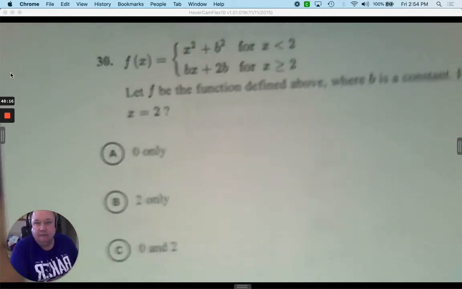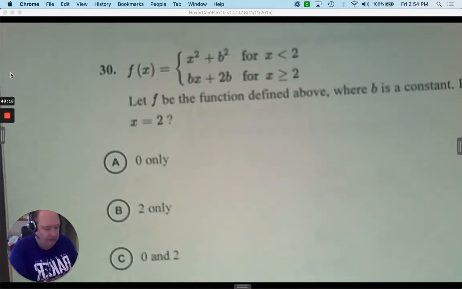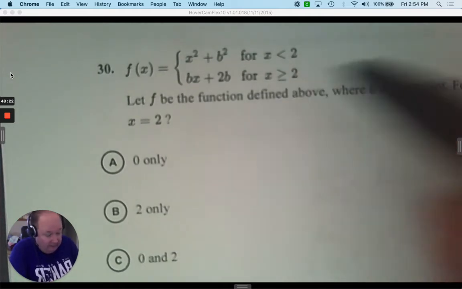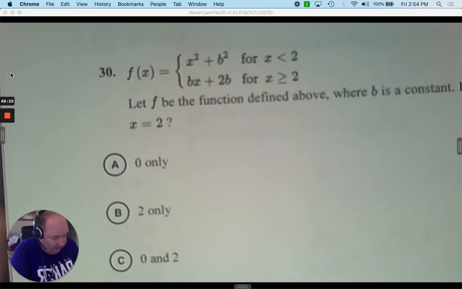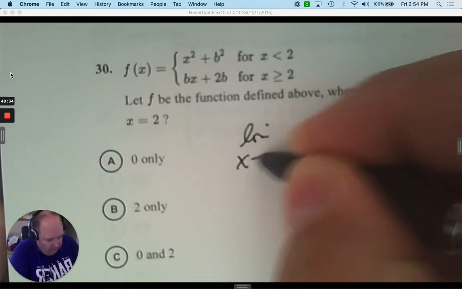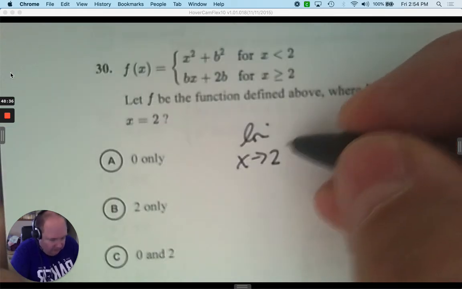Number 30. f of x equals x squared plus b squared, and bx plus 2b. Let f be the function defined above, where b is a constant. For what values of b is f continuous? So that would mean the left side would have to equal the right side.